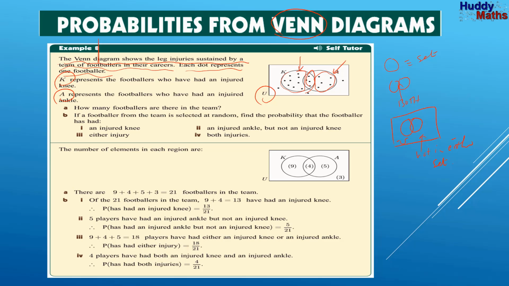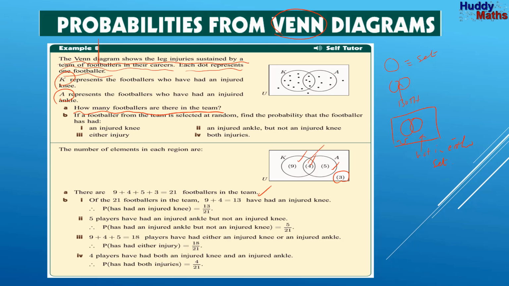All right, let's have a look now at counting those up. We'll get rid of all this. How many footballers are there in the team? So that's a universal set. So we've got to add them all up. So we've got to add up the dots. There's 9 with just knee injuries, 4 with knee and ankle that are overlapping in the intersection there of the two sets, and 5 with just ankle, and 3 got no injuries, neither knee nor ankle. So how many footballers? There's 21. Add them all up. So the universal set here means the whole team.